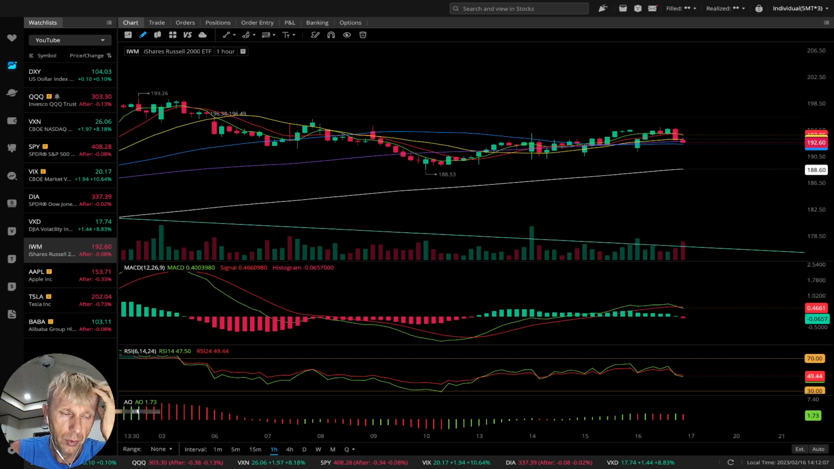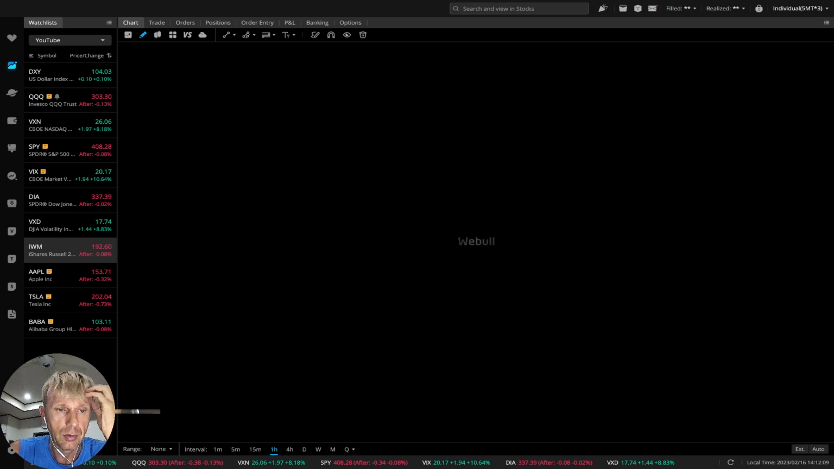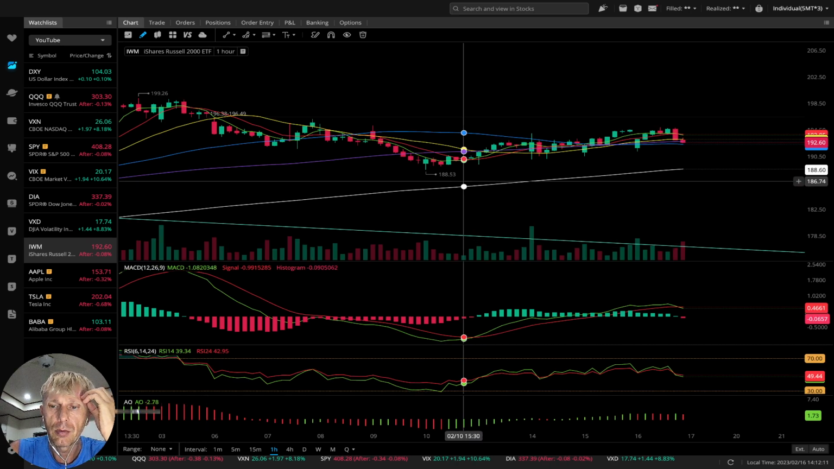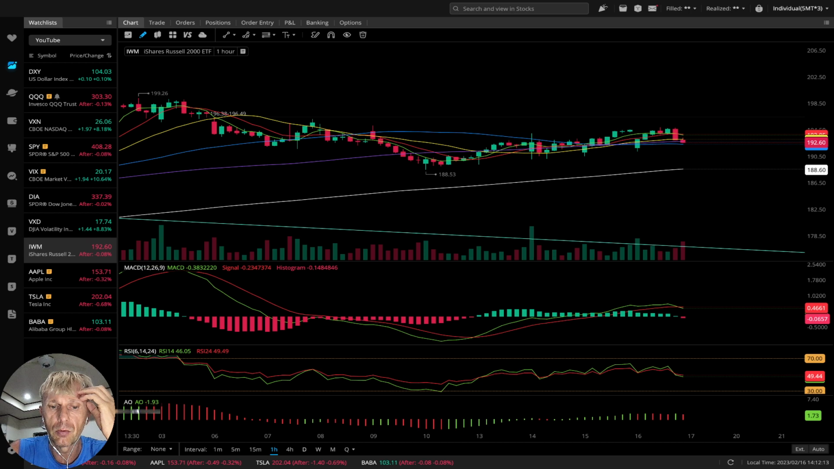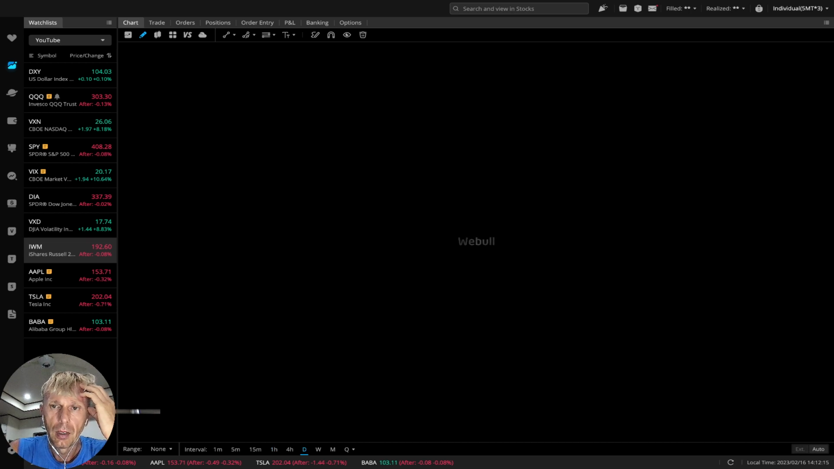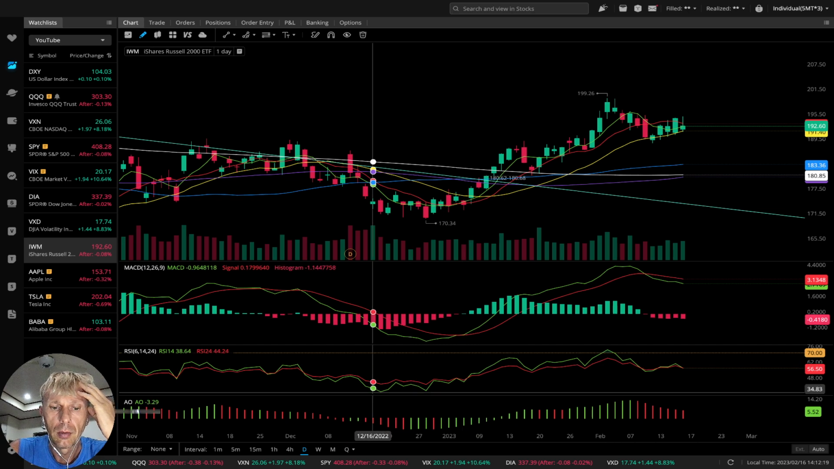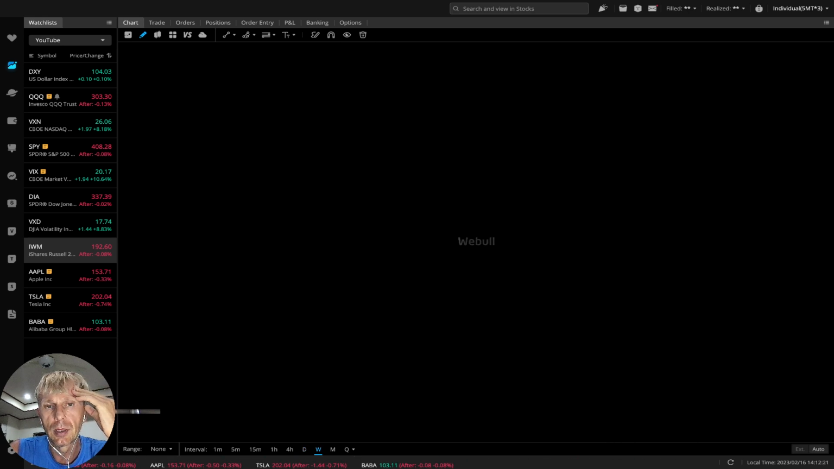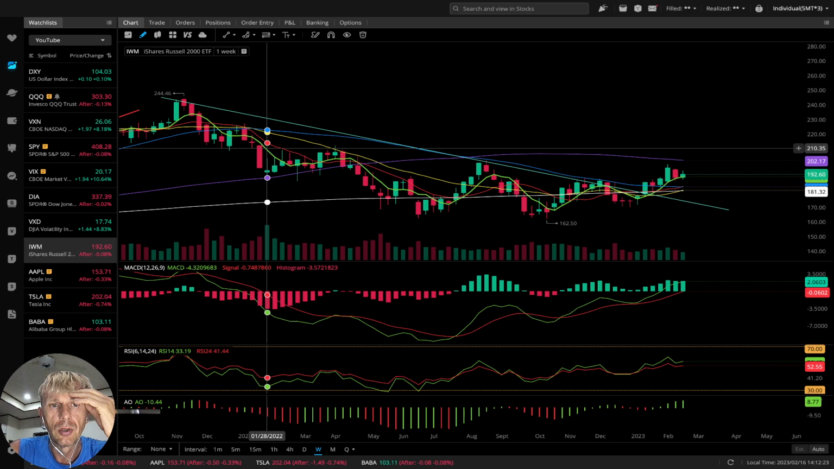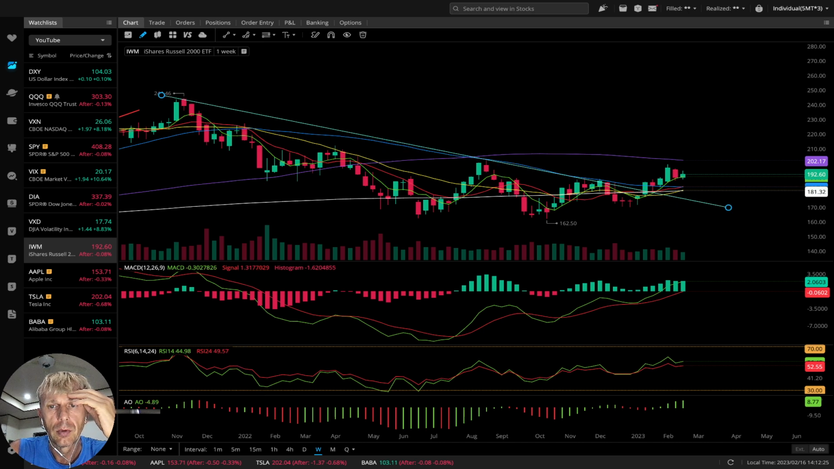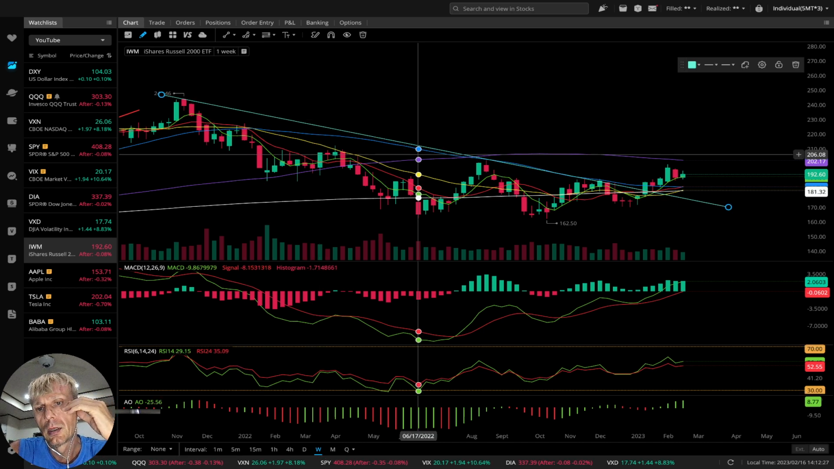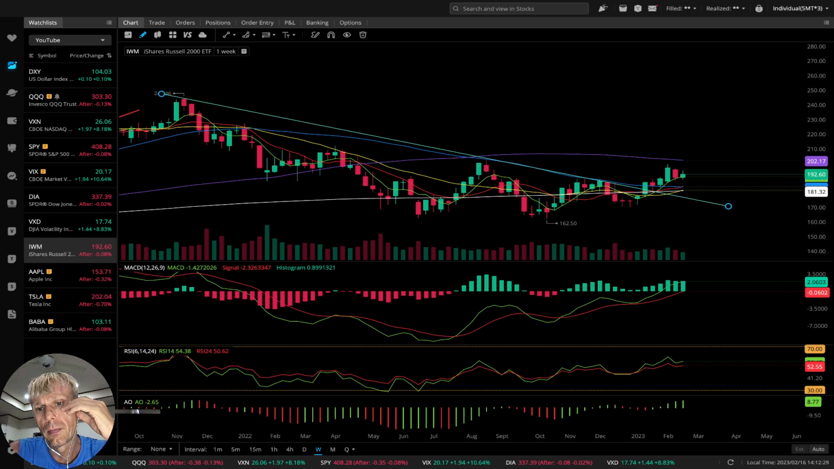Okay, let's move to IWM, Russell 2000. Russell 2000, bearish day. Let's move to daily. This green line is also a major trend line. Let's confirm it. Major trend line, from the top of the market to the bottom, right? Yeah, like this one.